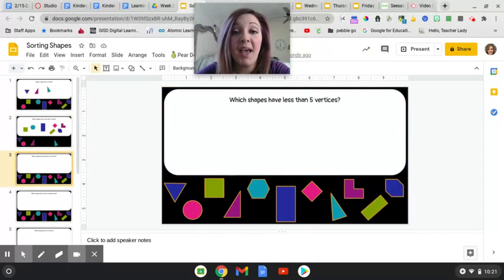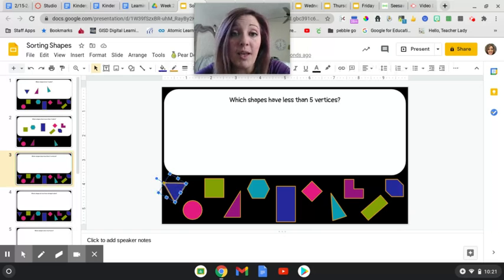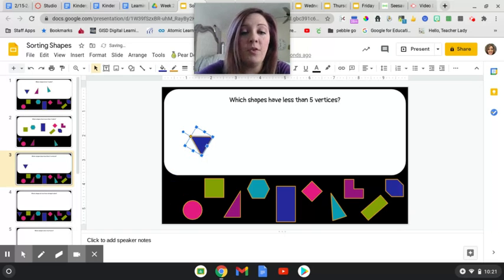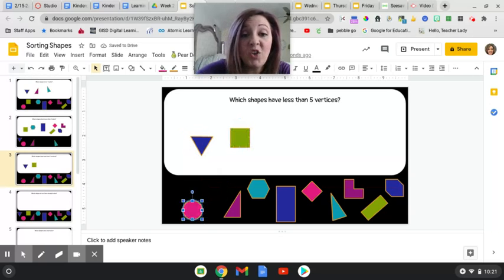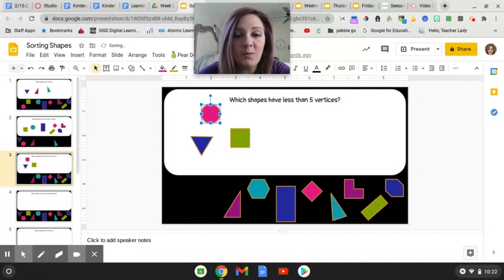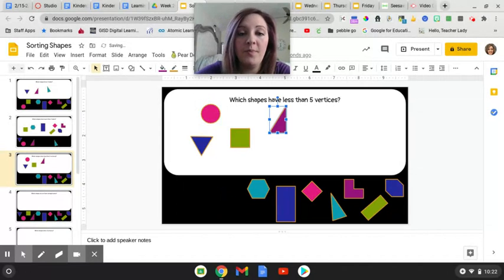Which shapes have less than 5 vertices? Remember, vertices is the same thing as corners or points. So less than 5. A triangle has 3. So I can move my triangle. A square has 4. That's less than 5. I can move my square. A circle has 0. That's less than 5. I can move my circle. A triangle has 3. I can move my triangle.